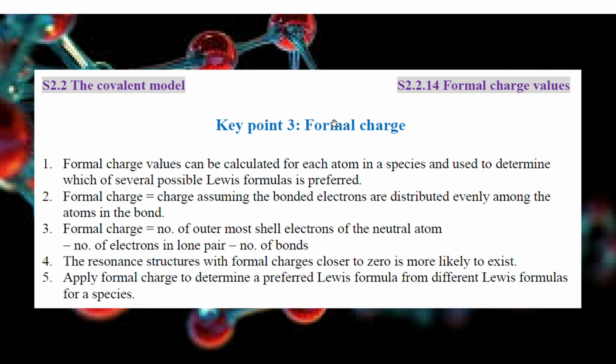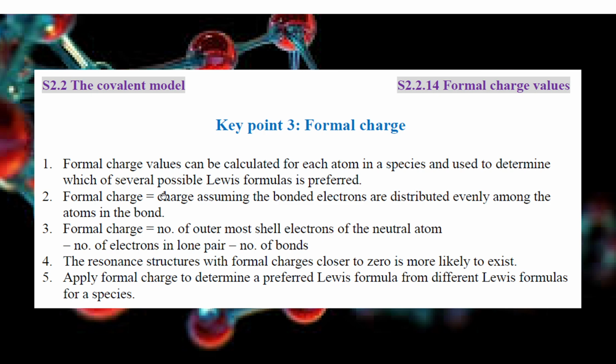Formal charge is a very important concept. For resonance structures, you have to use the formal charge to decide which resonance structure is more probable. The concept is that the closer the formal charge is to zero, the more likely it is to exist, so choose that one. Formal charge is calculated for each atom in the species and used to determine which possible Lewis structure is preferred. Remember, closer to zero is better, more probable to be observed.